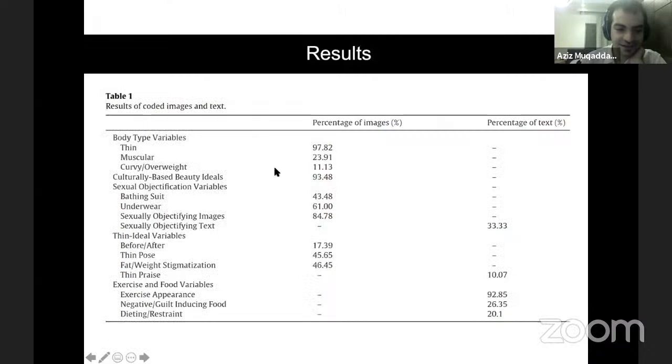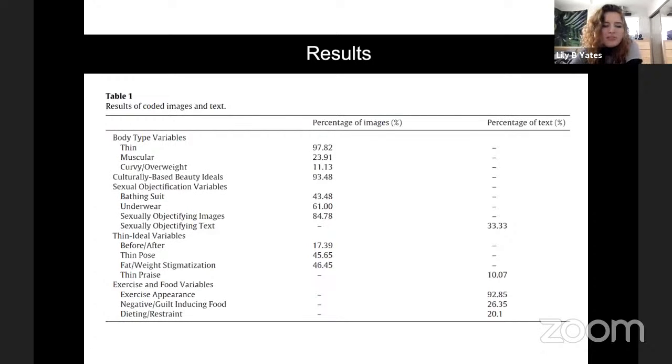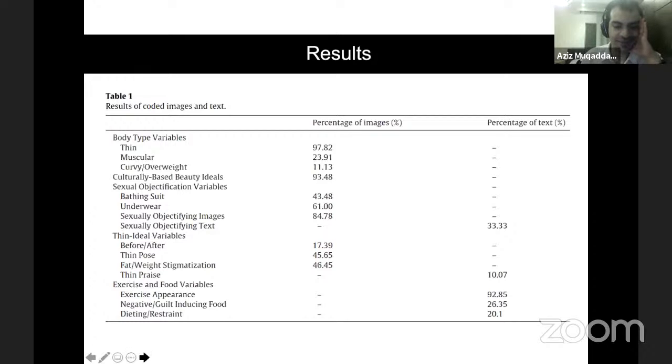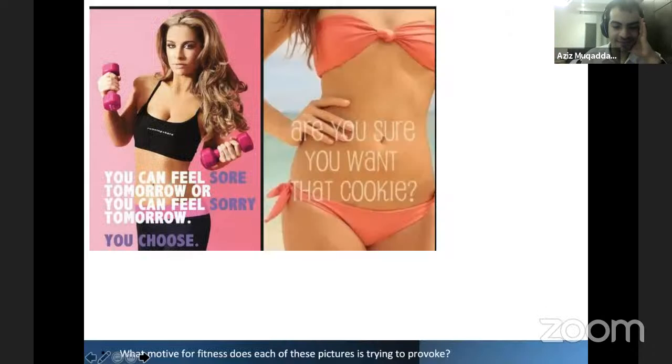I mean, I can go back. So you see it in here. So which one of the categories under the exercise and food variables? Which one of these three? Would it be exercise appearance? Yeah, it would be exercise appearance. Yeah, so it's about the exercise appearance.